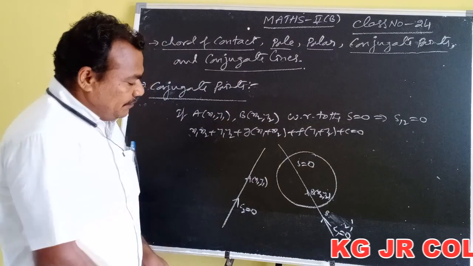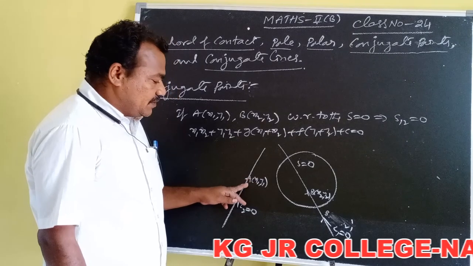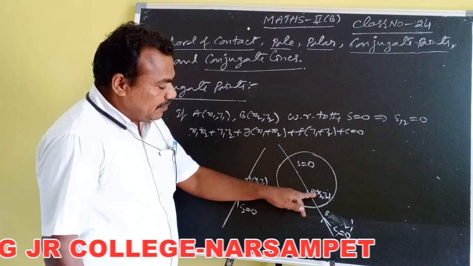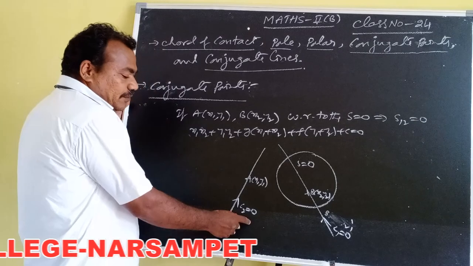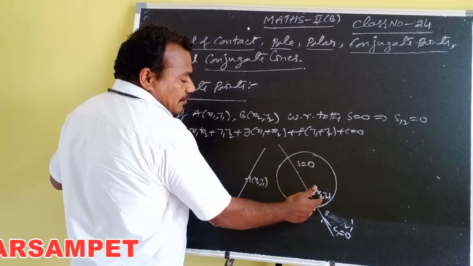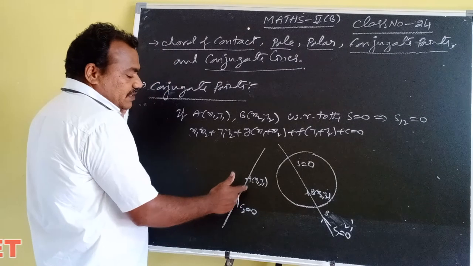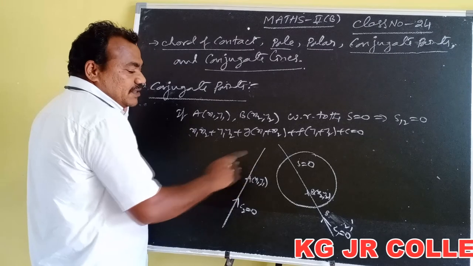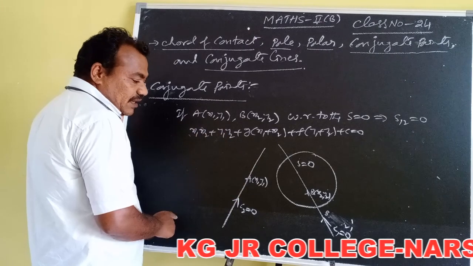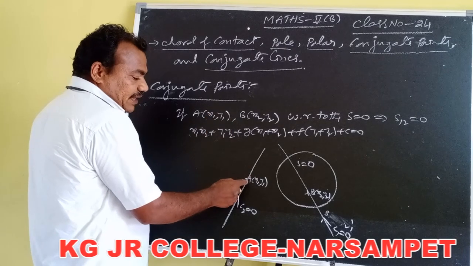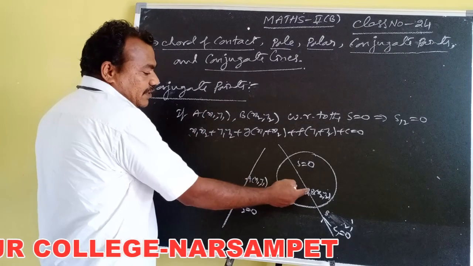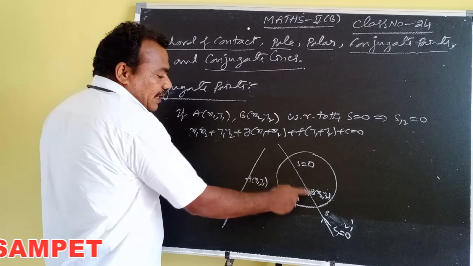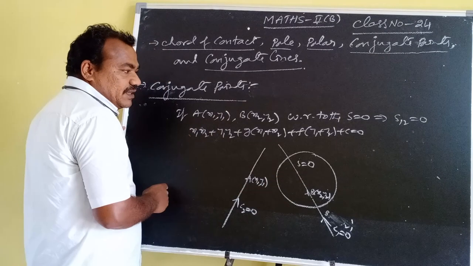Students, we observe this. L1 is the polar of the first point, and it also passes through the point B(x2, y2). L2 is the polar of the other point B(x2, y2), and it also passes through the point A(x1, y1). Once again, the two points are said to be conjugate points with respect to the circle when A lies on the polar of the second point and B lies on the polar of the first point. Those A and B are called the conjugate points with respect to the circle.